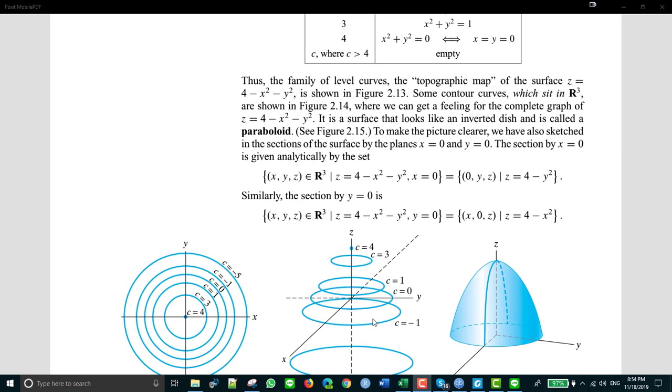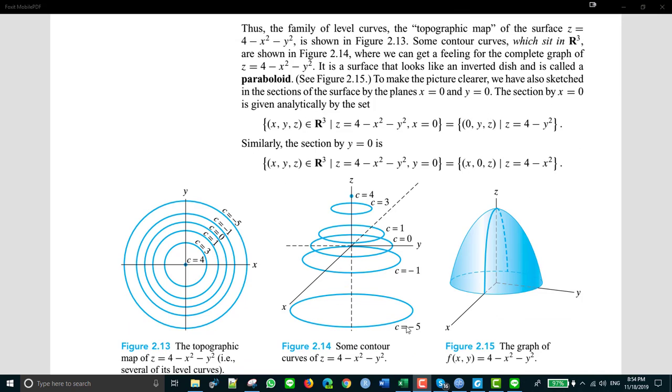Now we can draw the contour curves, I guess. c equals 4 is the highest one, c equals 3 is below it, and so on. And they're centered at the origin, so I guess they look like this, and here's the last one that we drew, which is c equals -5. So up here it says it's a surface that looks like an inverted dish, like this, and is called a paraboloid. To make the picture clearer, we have also sketched in the sections of the surface by the planes x equals 0 and y equals 0.